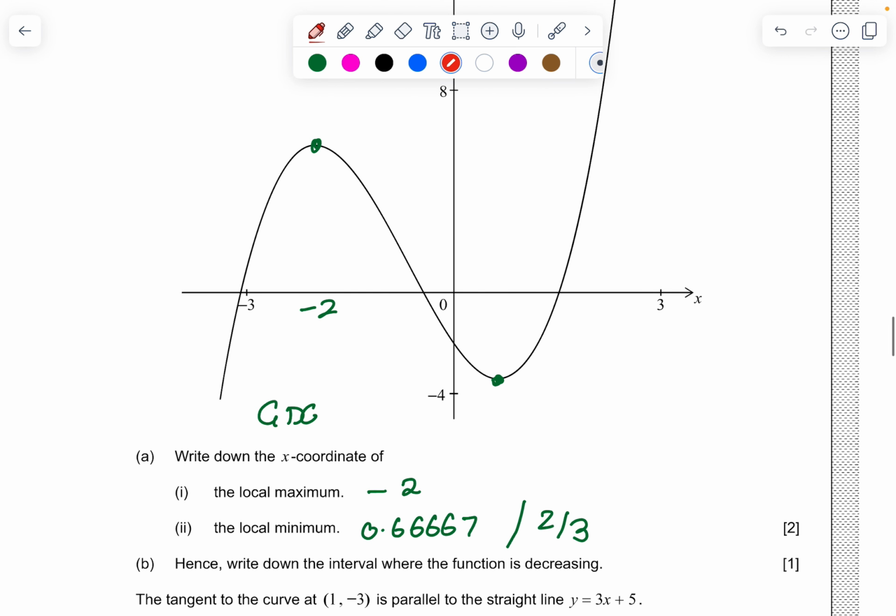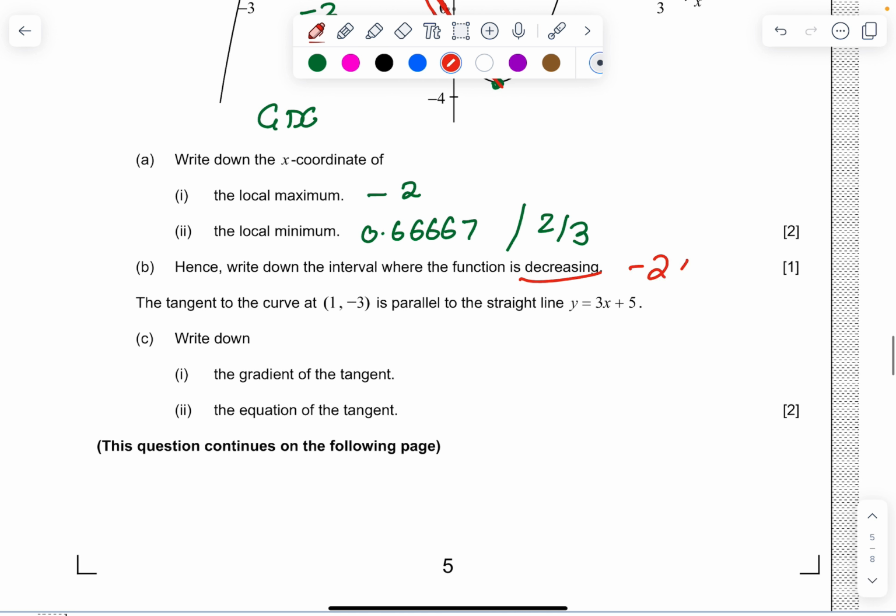Write down the interval where the function is increasing. So we can see that it is... the function is decreasing, not increasing, decreasing. So it is decreasing from here to here. So it is decreasing from -2 to 2 upon 3.